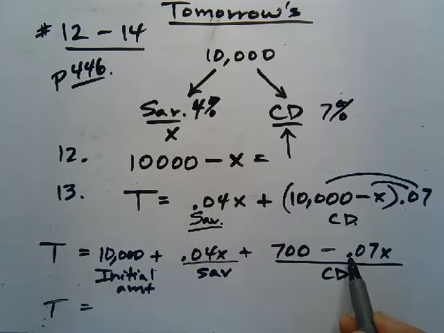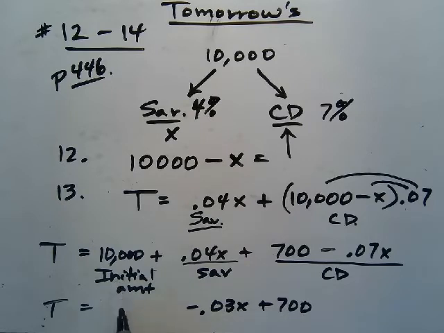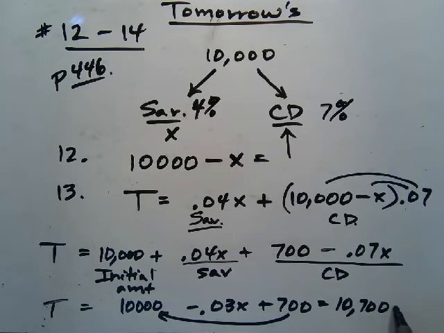0.04x and minus 0.07x would give us negative 0.03x, plus 700, plus that 10,000 that she started with. So if we were to simplify this, we would just add these two together, and I'm running out of room here, but this is 10,700 minus 0.03x.